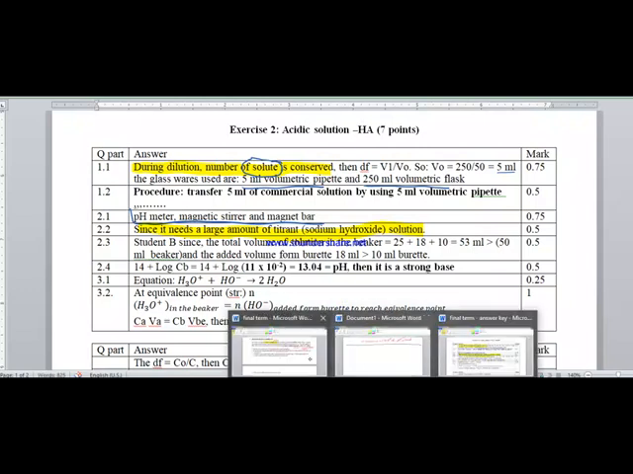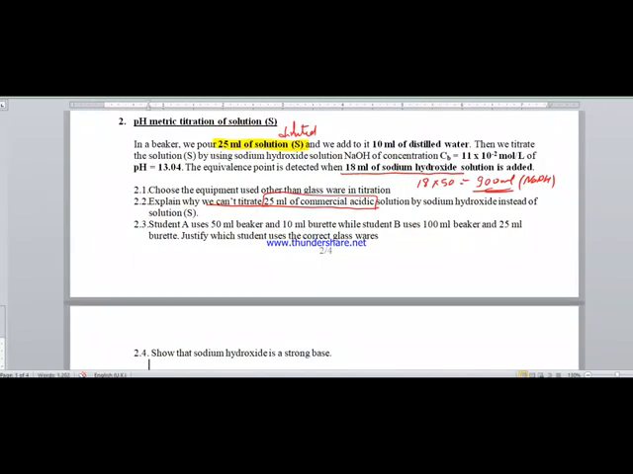Now, in the experiment, in part 3, student A uses a 50 milliliter beaker and a 10 milliliter burette. Student B uses a 100 milliliter beaker and a 25 milliliter burette. Which student uses the correct glassware? With a simple calculation: we use 25 milliliters of solution S, we add 10 milliliters of distilled water, and then during titration we add 18 milliliters of sodium hydroxide.